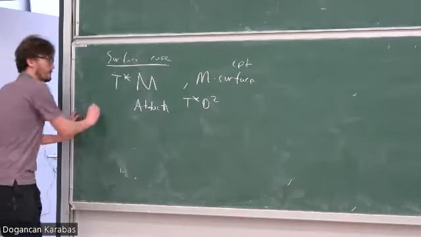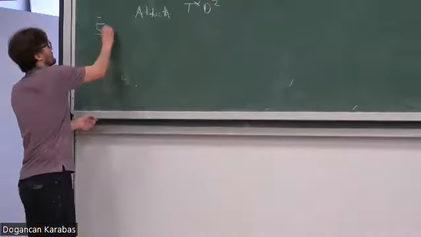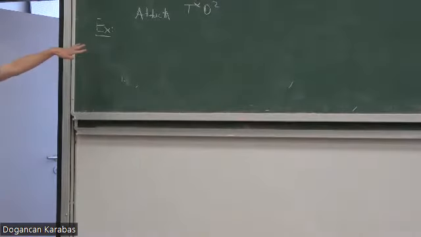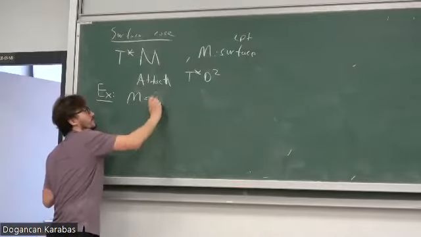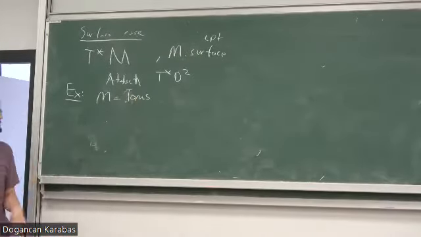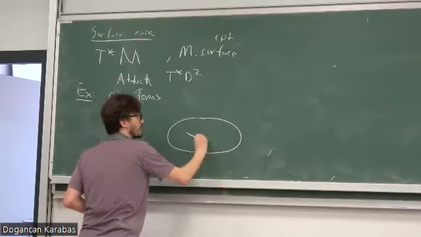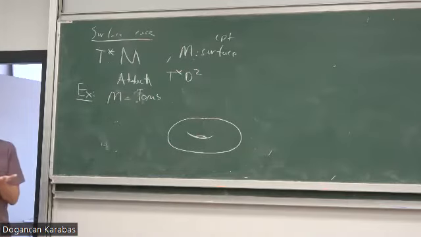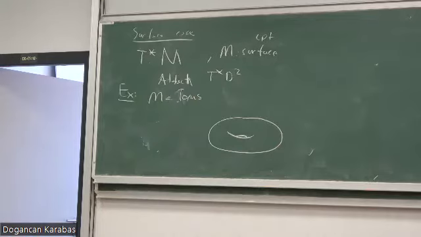Maybe I'll just give you an example. Since I don't have much time, let's just focus on examples that are easy to understand. Let's say M is the surface, a torus. So this is T star torus, and this is the skeleton part. This is the manifold. Then you will ask, how can I attach this to this?